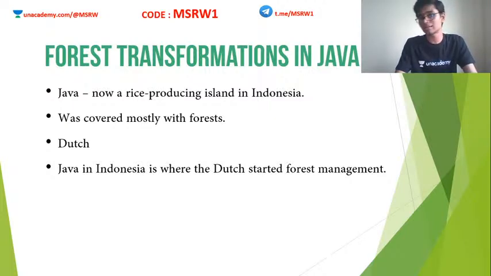We have to look at some other colonies also. For example, forest transformations in Java. Java is an island in the country of Indonesia. It became very famous for a number of reasons. For example, during the tsunami time, Java was one of the focus points. Sumatra, Java, and so on. Java is right now a rice producing area in Indonesia. But it was not so before the arrival of the Dutch. Before the Dutch came, or before the colonizers came to Indonesia, Java was a full forest region, a heavily forested region.